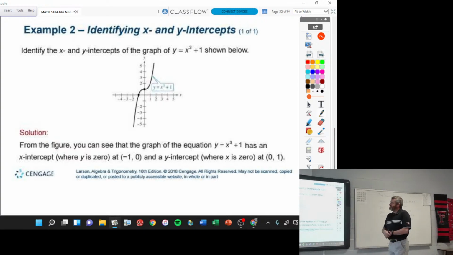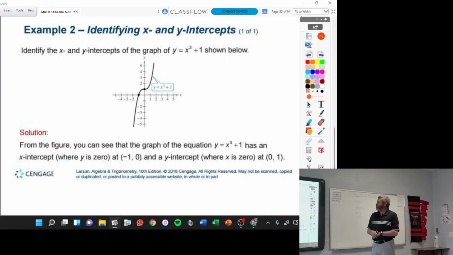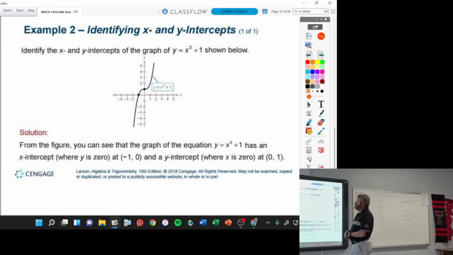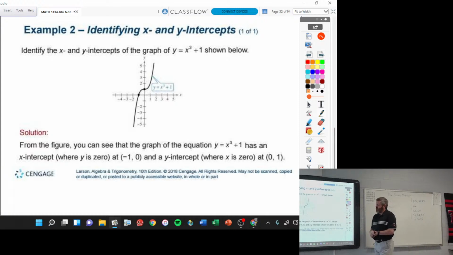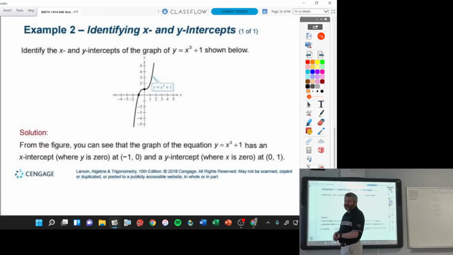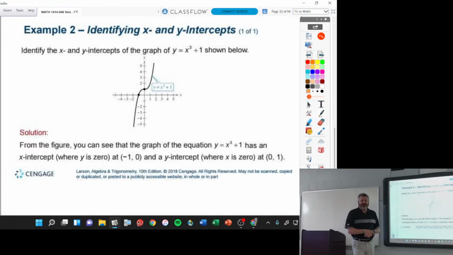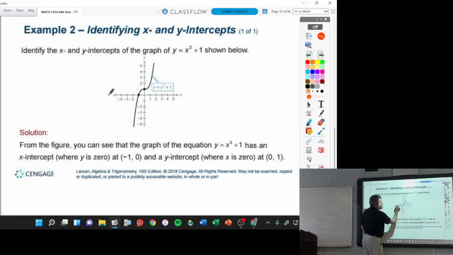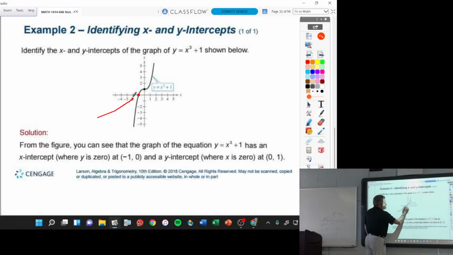So here's a graph. This is the graph of y equals x cubed plus 1. And as we look at that, the directions for this problem say identify the x-intercept and the y-intercept of this graph. So as we look at it, the x-intercept happens when the graph crosses or touches the x-axis. The x-axis is the horizontal axis here. And the graph does, in fact, touch the x-axis right there. So we have an x-intercept at the point (-1, 0).